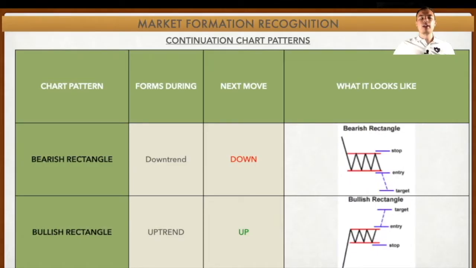Next continuation pattern is a bearish rectangle. So it's similar to a rising wedge, falling wedge. They're all similar. It's just that with the bearish rectangle, it's a block. It's a rectangle. It's literally a consolidation period. It's not increasing or decreasing. It's just solid. That's it, and then a breakthrough. So let's have a look.